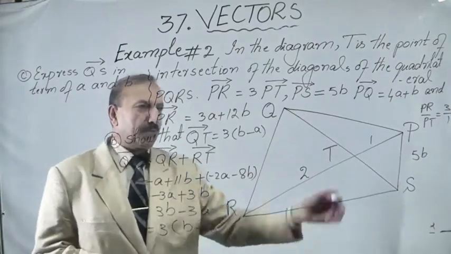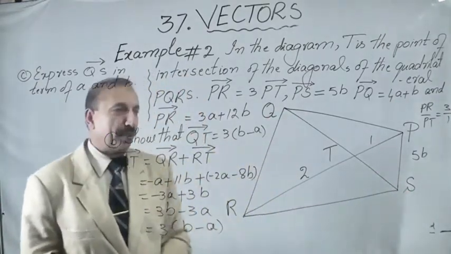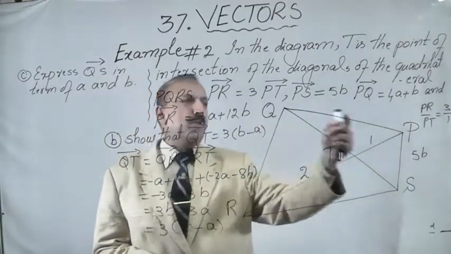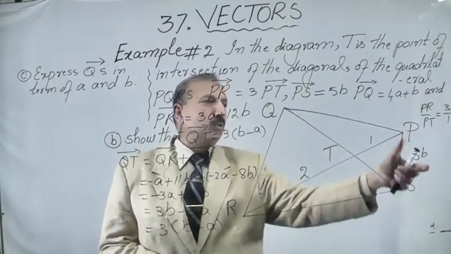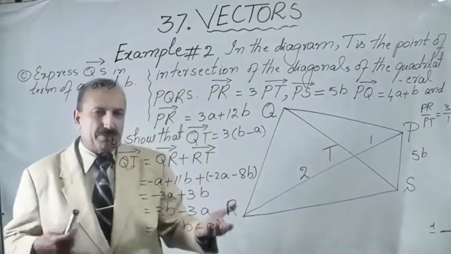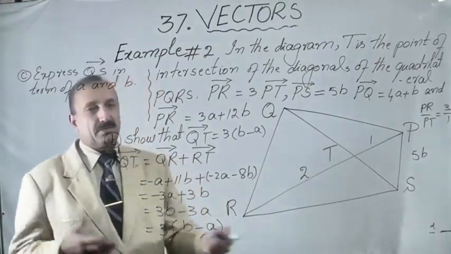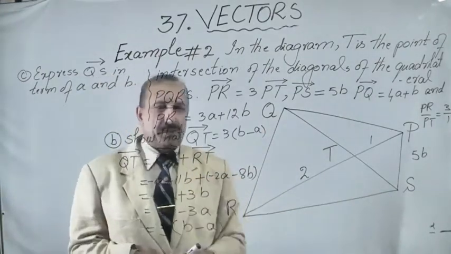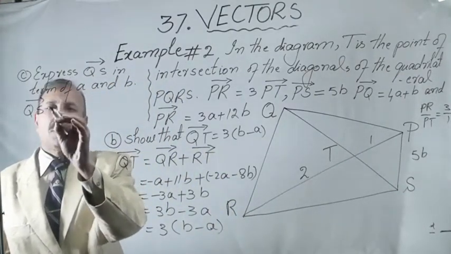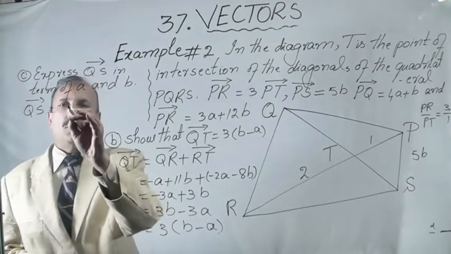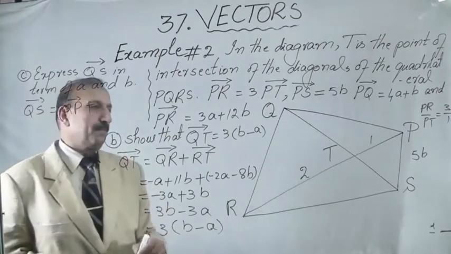Again, we have different paths. QR plus RS. We have found RS as well. Or we can find QP because we have PQ given here. QP and then PS, both values are here. Yes, so this is the better choice here. But from every path, the answer will be the same. Alright, so QS, its path is equal to QP plus PS.